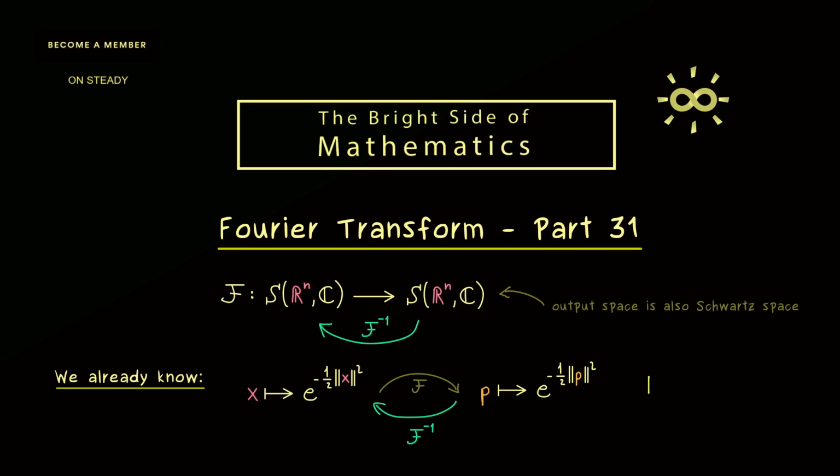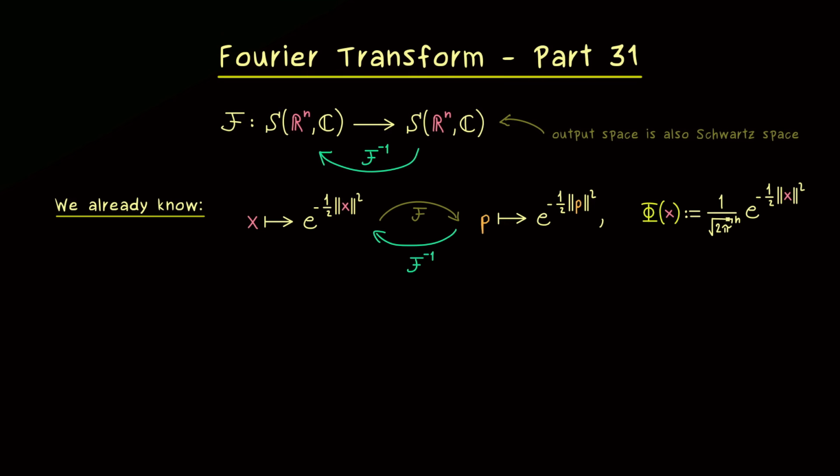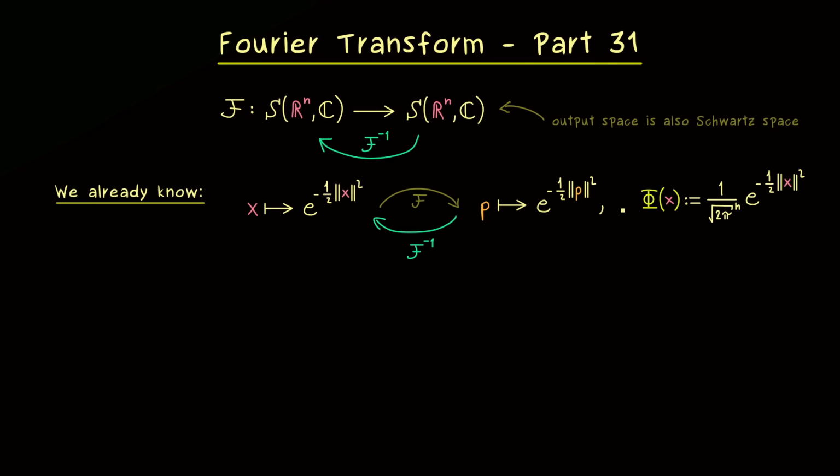And at this point, I can already tell you that we will use this function later on, so let's give it a name. So let's simply call it capital phi of x. However, scaling the function will be really useful because we want that the integral is equal to 1. And from the last video, you already know that the integral of the Gaussian function is the square root of 2 pi to the power n. And since the Fourier transform is a linear map, it does not care about such a factor in front of the function. Therefore, the Fourier transform of phi is phi again.